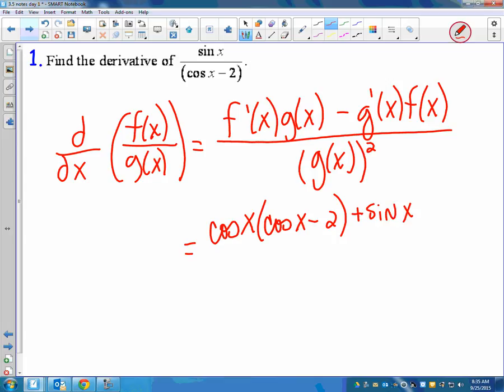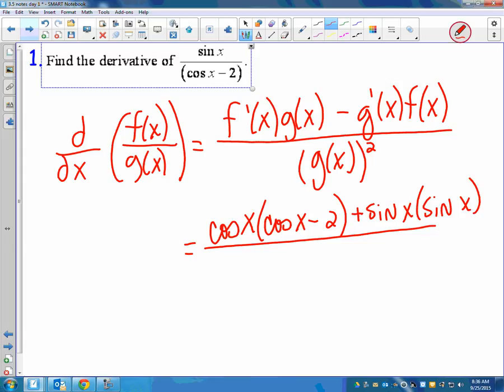And then remember the derivative of a constant: derivative means slope, and the slope of a constant is 0, so the derivative of the constant is 0. All over the denominator squared. Oh wait, I forgot something. Times the top. So it's f of x, the sine of x. All over the denominator squared. And there we go.